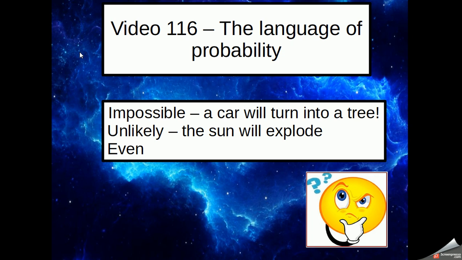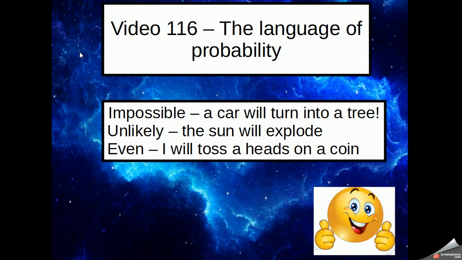Even represents the fact that there is an equal probability of 2 or more events occurring. So if there were 2 events, then half the time you get one, half the time you get the other. If you had 3 events, then a third of the time you get one, another third of the time you get another event, and another third of the time you get the third event. So, for instance, tossing a heads on a coin, there's an even chance of tossing a heads or a tails.